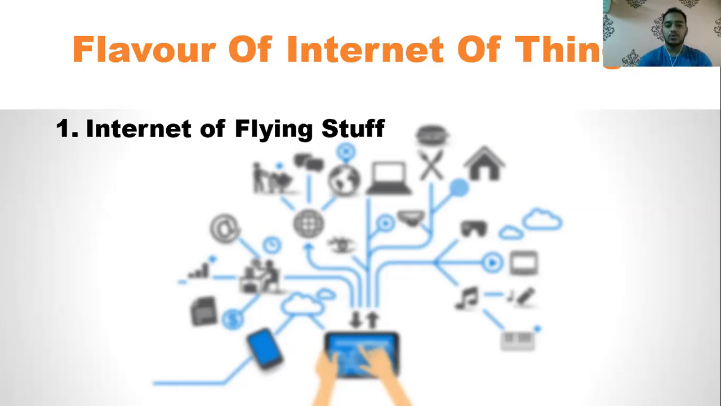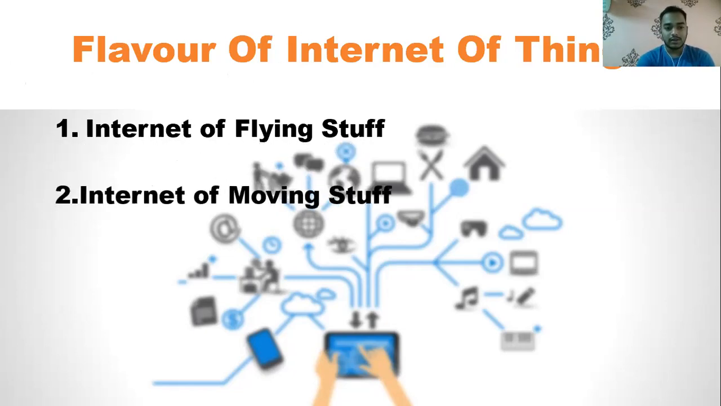Okay, so the next point is Internet of Moving Stuff. In this point, we consider the things which move on the surface and which move below the surface. I will tell you again: we are going to consider the things which are moving on the surface and below the surface. I will give you one example related to Internet of Moving Stuff.